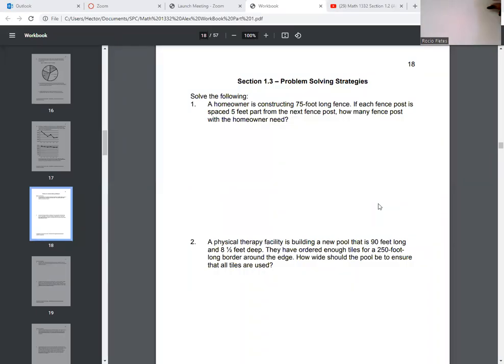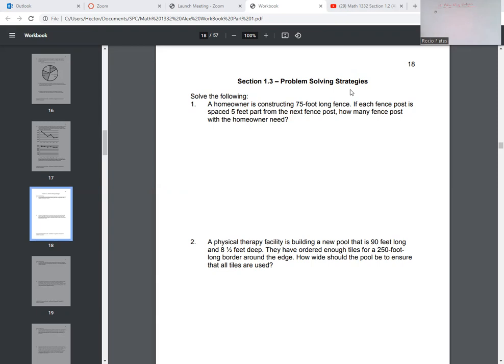Okay, so let's continue with section 1.3 on problem solving strategies. Let's read the first problem. It says a homeowner is constructing a 75-foot long fence. If each fence post is spaced 5 feet apart from the next fence post, how many fence posts will the homeowner need? Okay, so we have a 75-foot long fence and we want to place the fence posts 5 feet apart from one another.